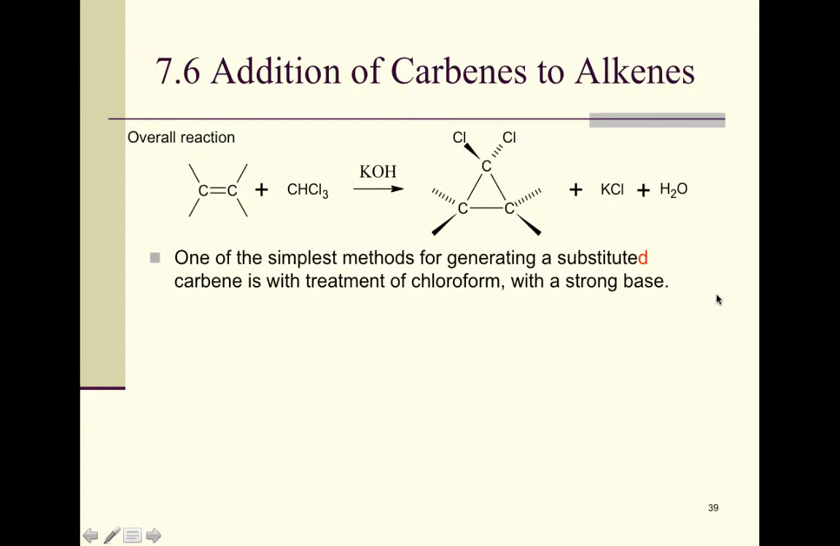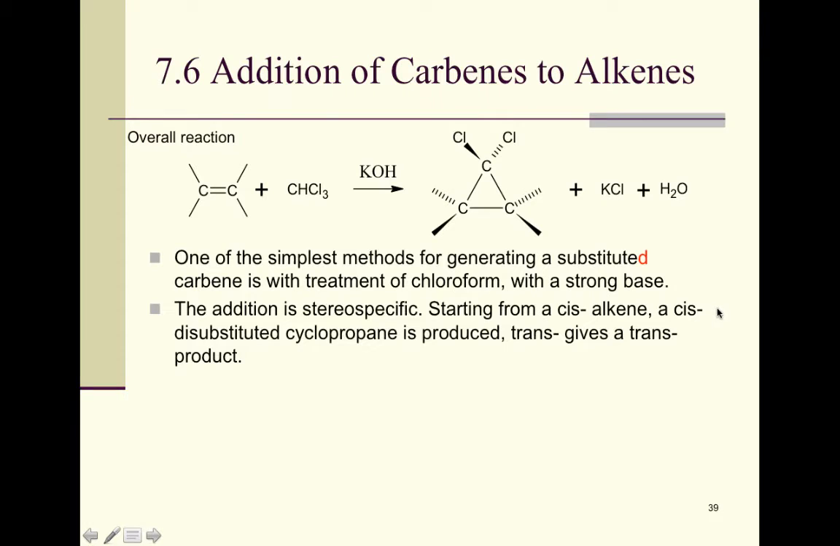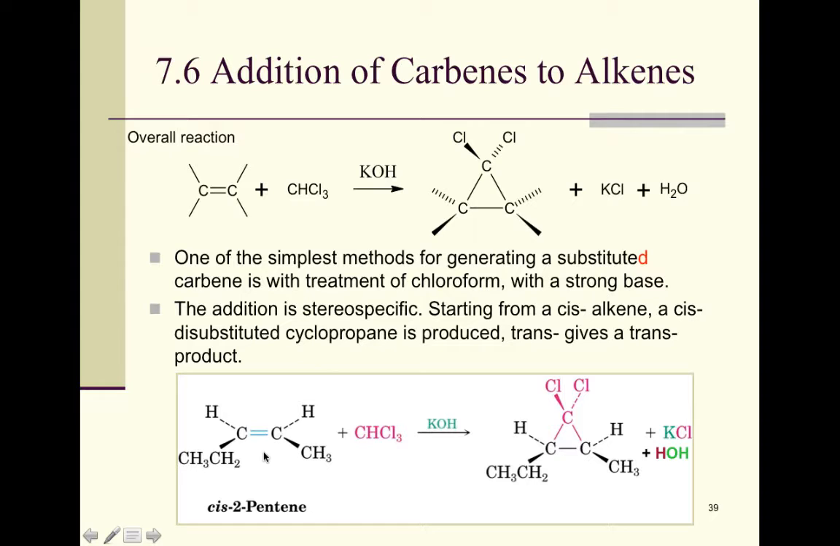One of the simplest methods for generating a substituted carbene is with the treatment of chloroform in a strong base. The addition is stereospecific. If you start with a cis alkene, you get a cis disubstituted cyclopropane. If you start with a trans alkene, you get a trans substituted product. Here is an example showing the same reaction, but now showing the geometry where you have cis and trans. My starting reactant here is cis, therefore your product will also be cis.